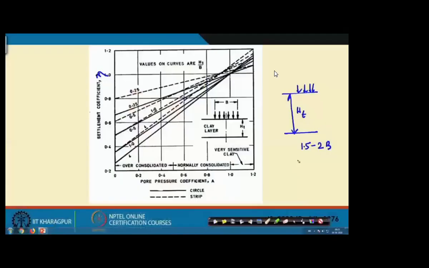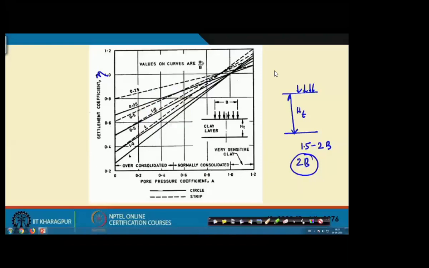So, for the bearing capacity calculation, we will consider the soil parameters up to B from the base of the foundation, but for the settlement calculation, we will consider the soil up to a depth of 1.5 to 2 B from the base of the foundation. But I will always use twice B as the influence zone for settlement calculation. So, I will use soil up to a depth of twice B from the base of the foundation during the settlement calculation.